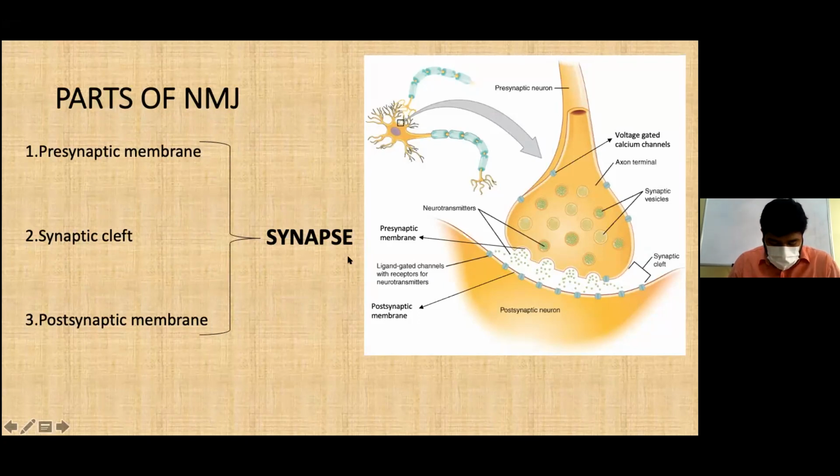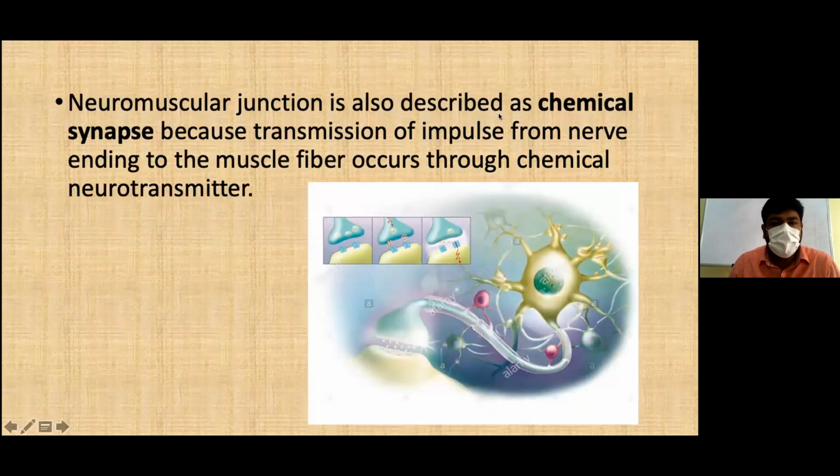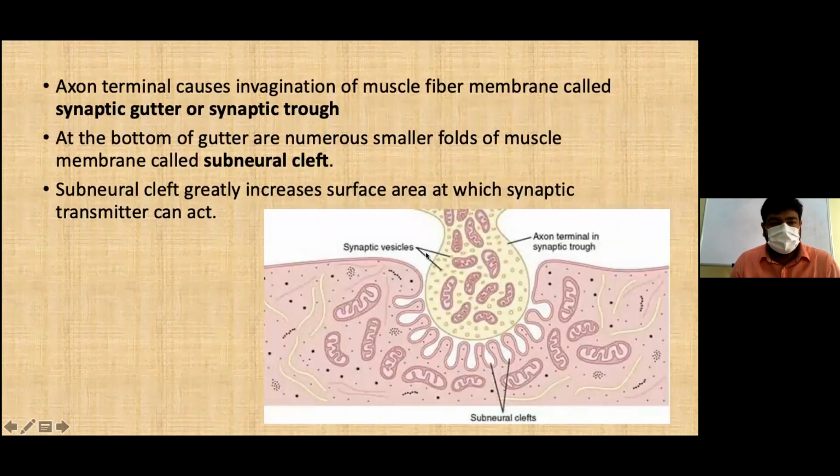Synapse is nothing but the junction between two cell membranes through which transmission of information occurs from one cell to another cell. The neuromuscular junction is also described as a chemical synapse because transmission of impulse from nerve ending to the muscle fiber occurs through a chemical neurotransmitter. The axon terminal causes invagination in the muscle fiber membrane called the synaptic trough or synaptic gutter. This gutter contains numerous muscular folds called subneural clefts. These subneural clefts greatly increase the surface area at which the synaptic transmitter can act.